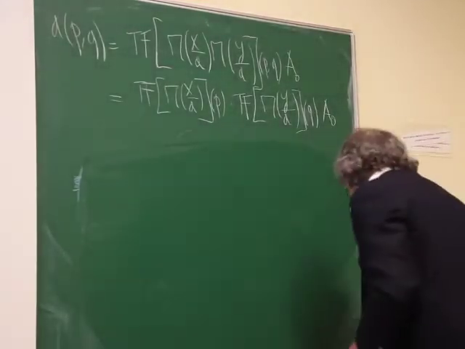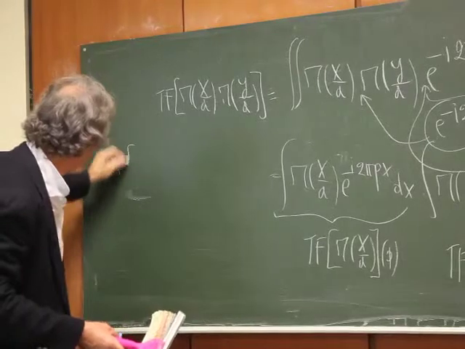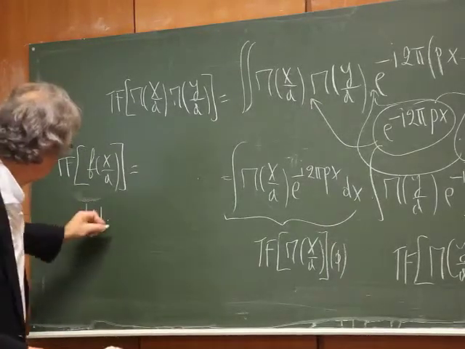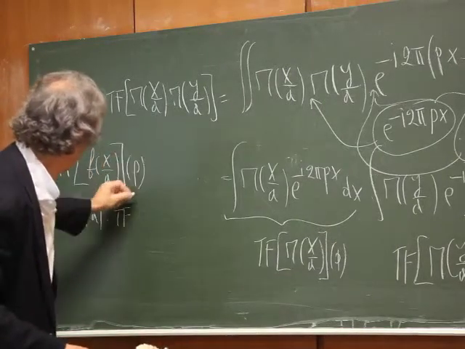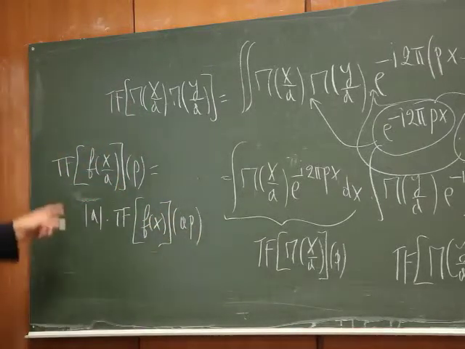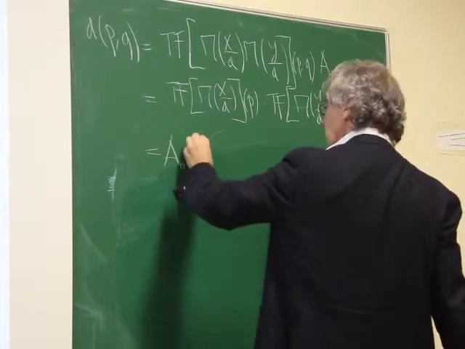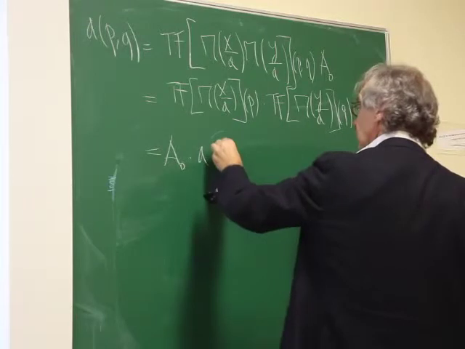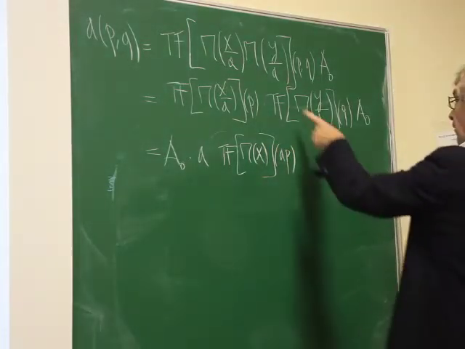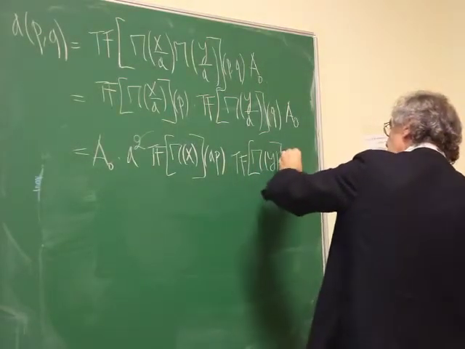Now, just a reminder about the similitude theorem we have demonstrated last time. We have demonstrated that the Fourier transform of x over a is equal to the modulus of a times the Fourier transform of the function f for the variable a times b. You remember? This was the similitude theorem. So here, I may write that this is equal to A0 times a times the Fourier transform of the door function evaluated for the variable a times p, multiplied by the Fourier transform of the door function evaluated for a times q.